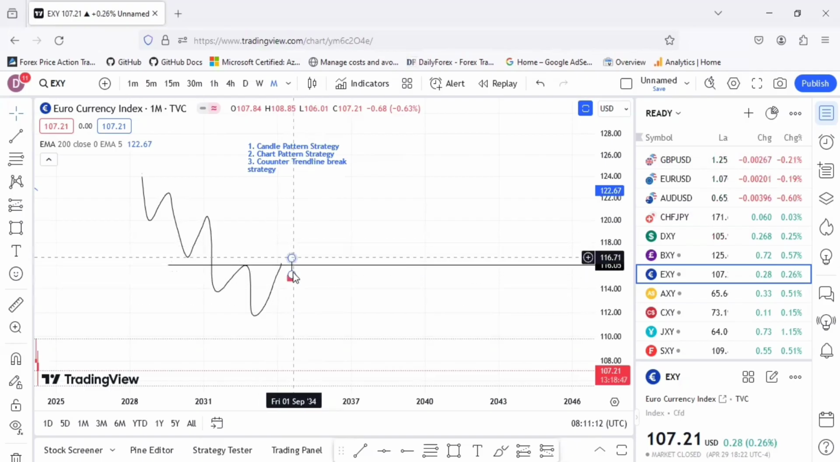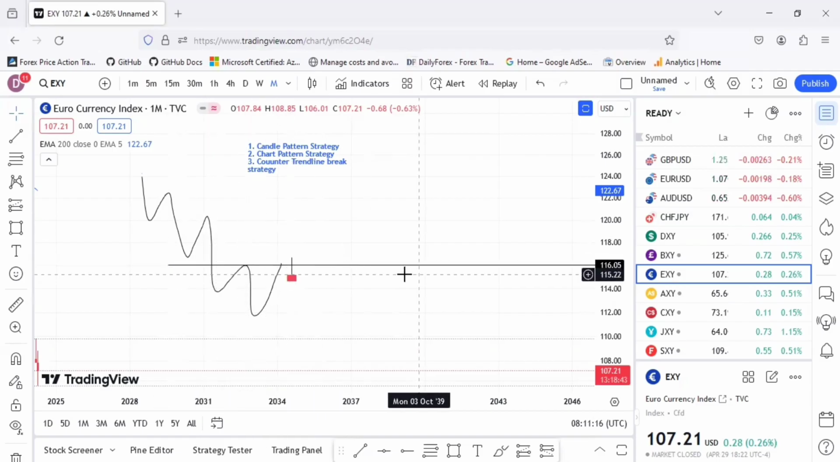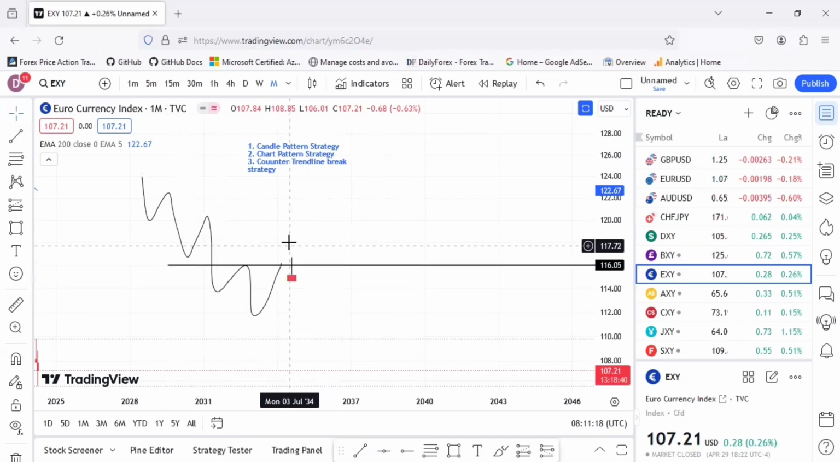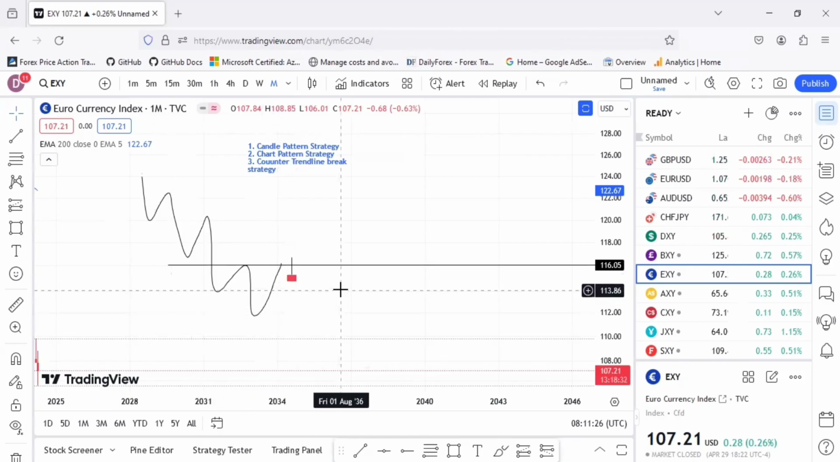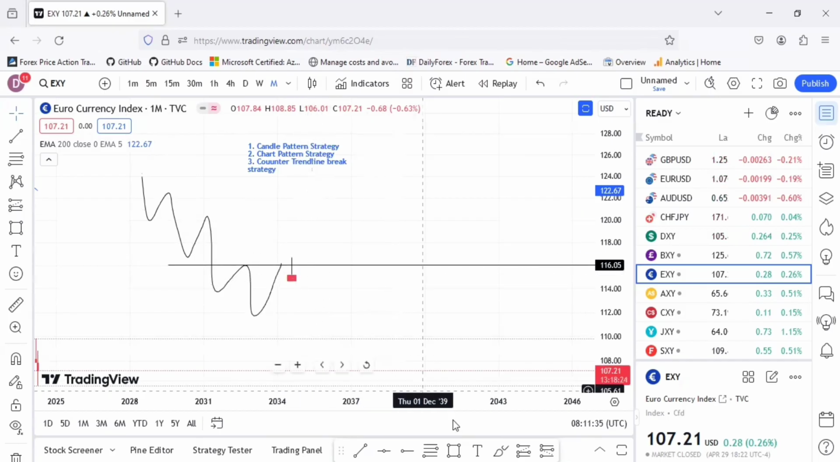The moment you see a bearish candle at a level, at a resistance, with a long tail, that shows a rejection. So what you just need to do is wait for this candle to close, then wait for the next bearish candle to open, then you enter. And there are two ways you can do that.